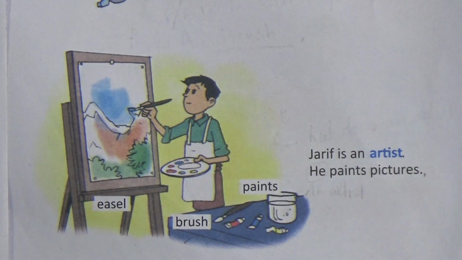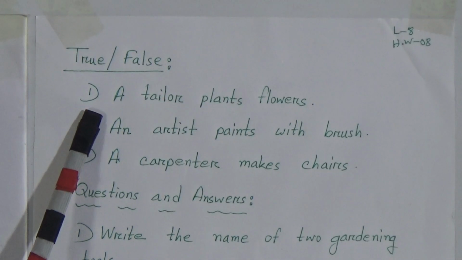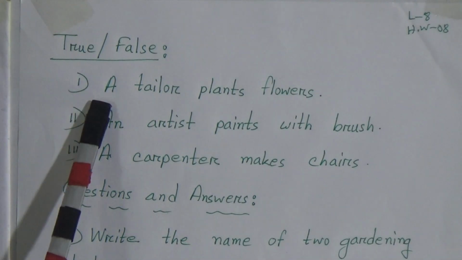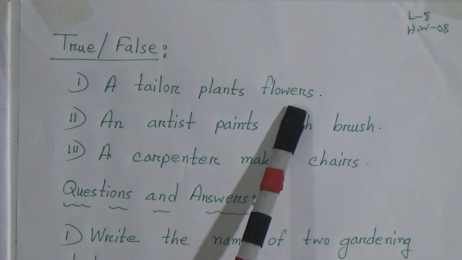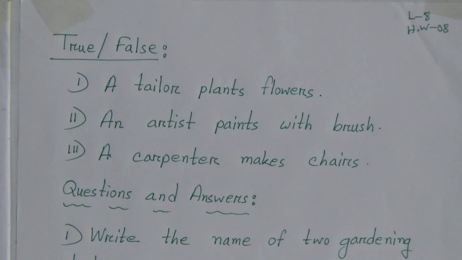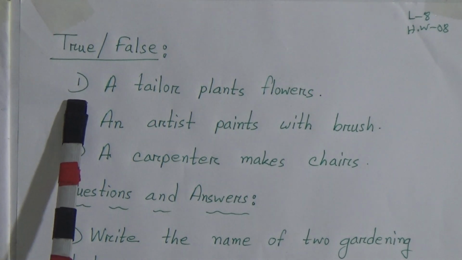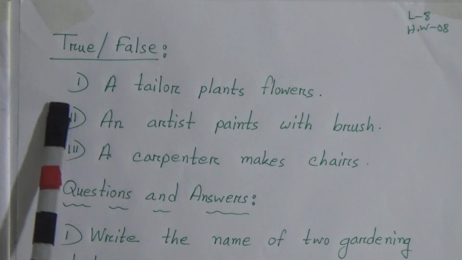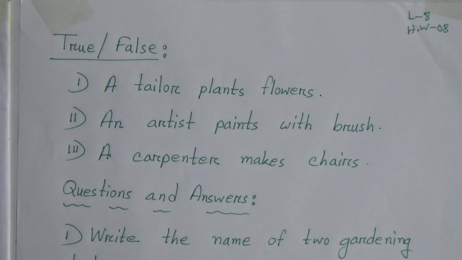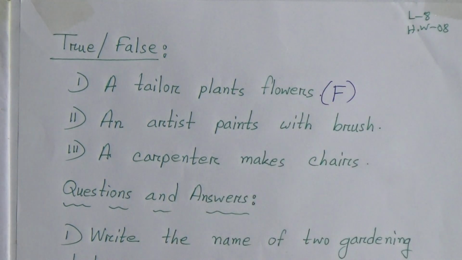Students, now we will do true false of this chapter. Here is first true false. Here is one number, a tailor plants flowers. This statement is true or false. If the statement is true, then we will write here true, and if the statement is false, then we will write here false. From this chapter we have come to know a gardener plants flowers, but here is written a tailor plants flowers. That means this statement is false. Then we will write here F, that means false.